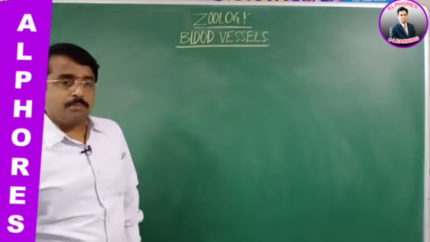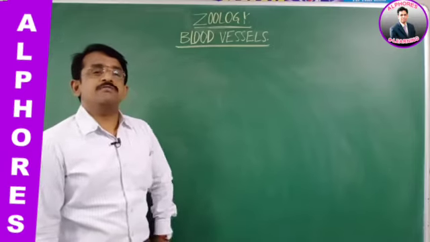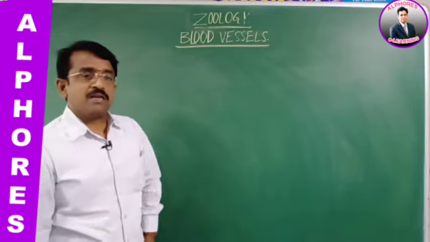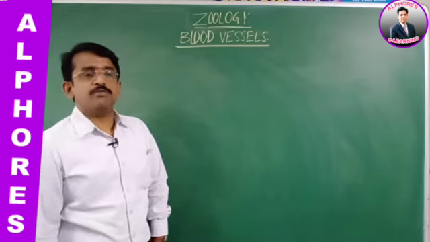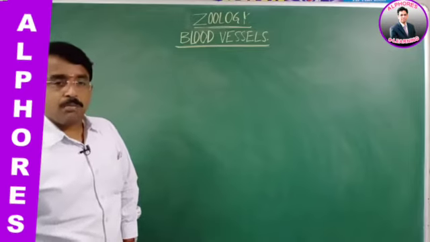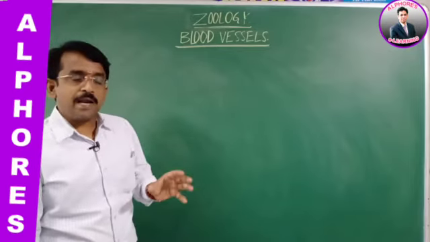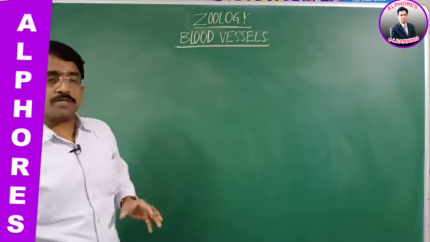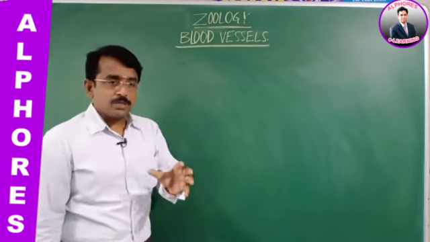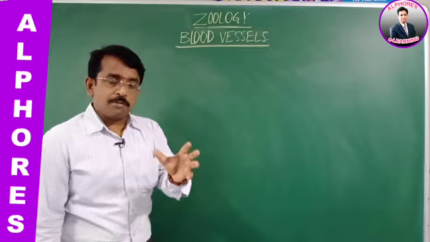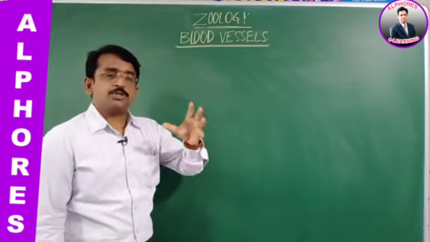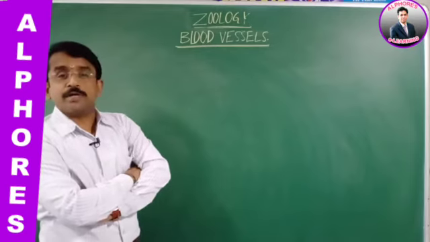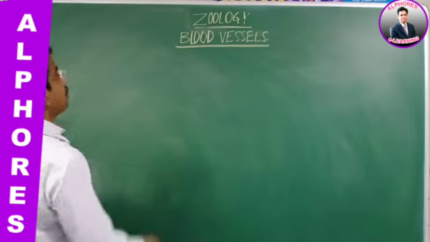What do you mean by a blood vessel? Arteries and veins are said to be the blood vessels. Generally, the arteries and veins are the blood vessels which carry the blood to different parts of the body and also collect the blood from different parts of the body back into the heart. So we have a network. In what way? Now we'll see.